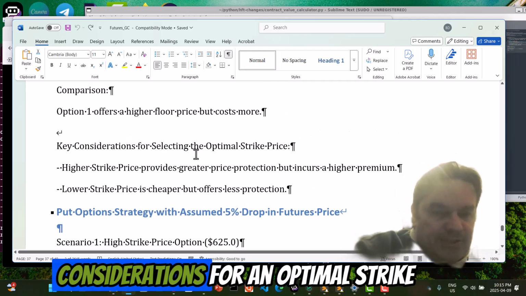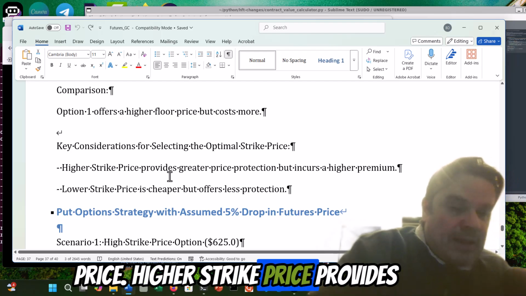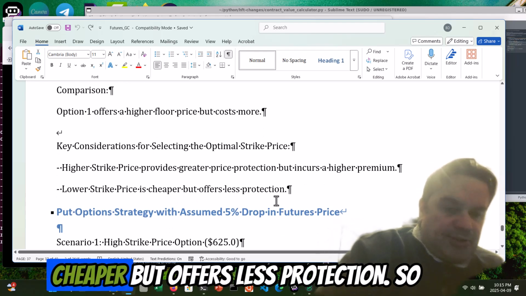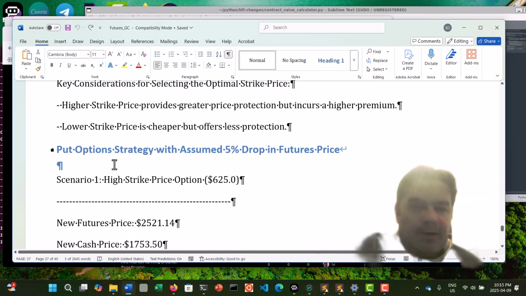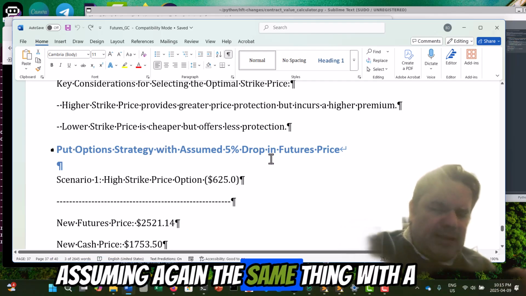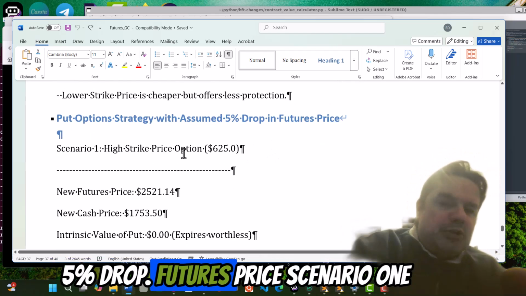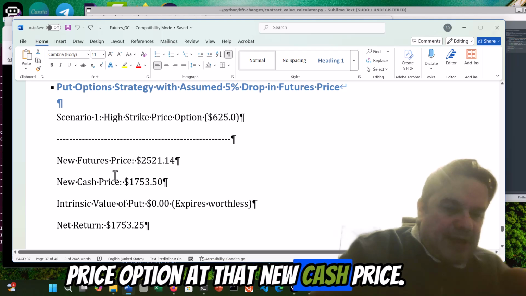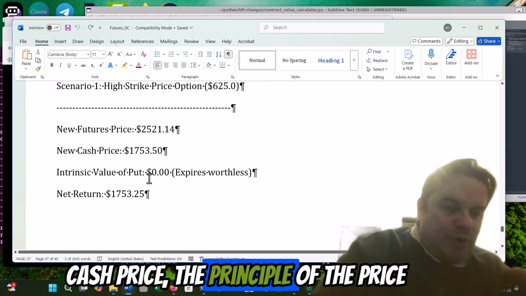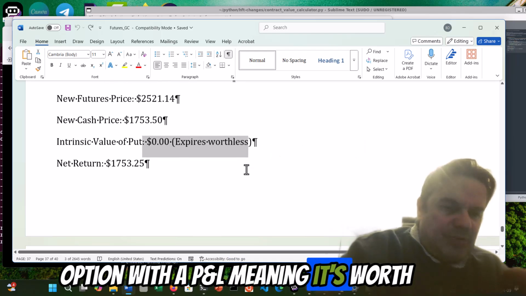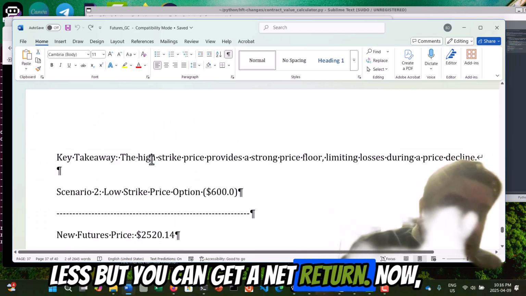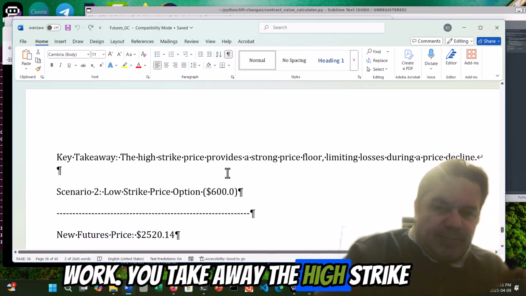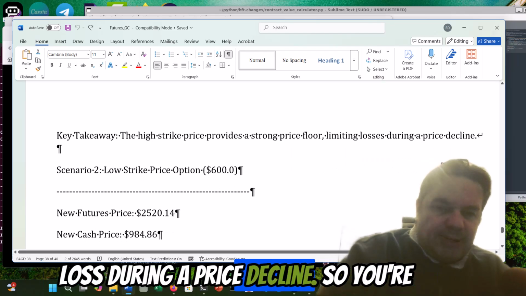Okay, so again, considerations for an optimal strike price. Higher strike price provides greater price protection but incurs higher premium. Lower strike price is cheaper but offers less protection. So again, here we can have a put option strategy, assuming again the same thing with a 5% drop. Futures price scenario one, high strike price option at this, futures price option at that, new cash price, intrinsic put option value with a P&L, meaning it expires worthless, but you could get a net return. Now, this does not mean it's correct, but just to give you an idea how this would work, key takeaway, the high strike price provides strong price protection, limiting the loss during a price decline.